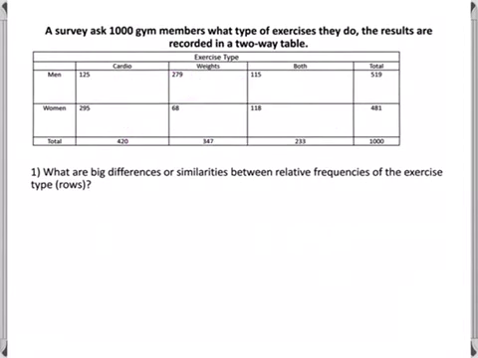All right, let's try the same thing on the next one. So this time a survey asked 1,000 gym members what types of exercise they like to do. The results are recorded in the two-way table below. So what are the big differences or similarities between relative frequency of exercise?